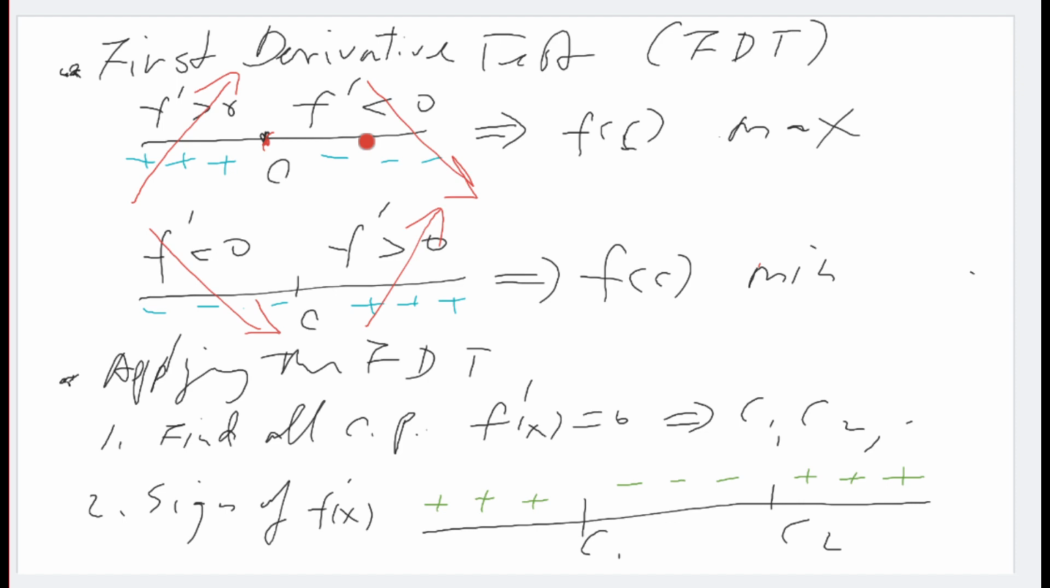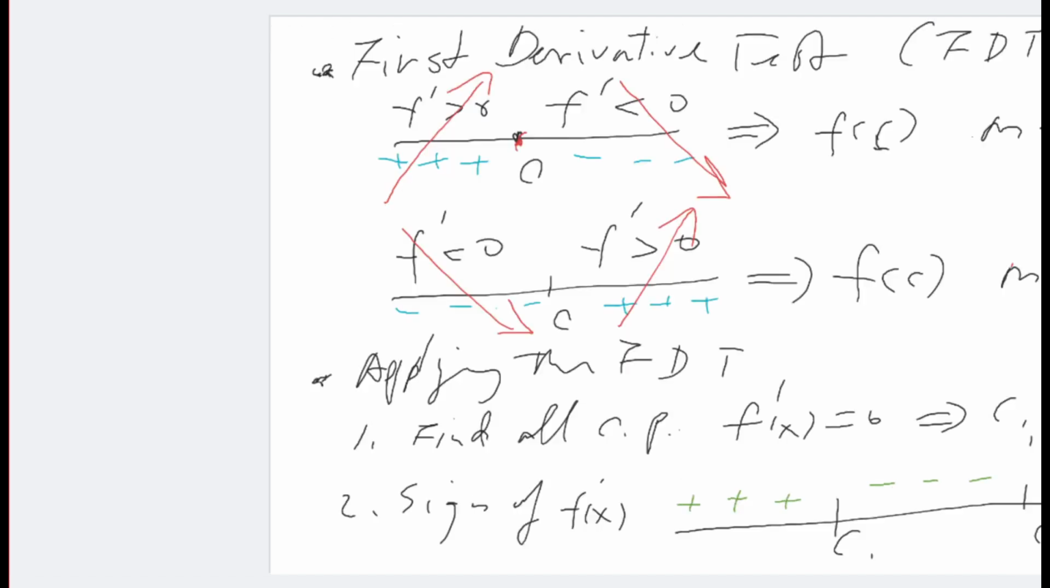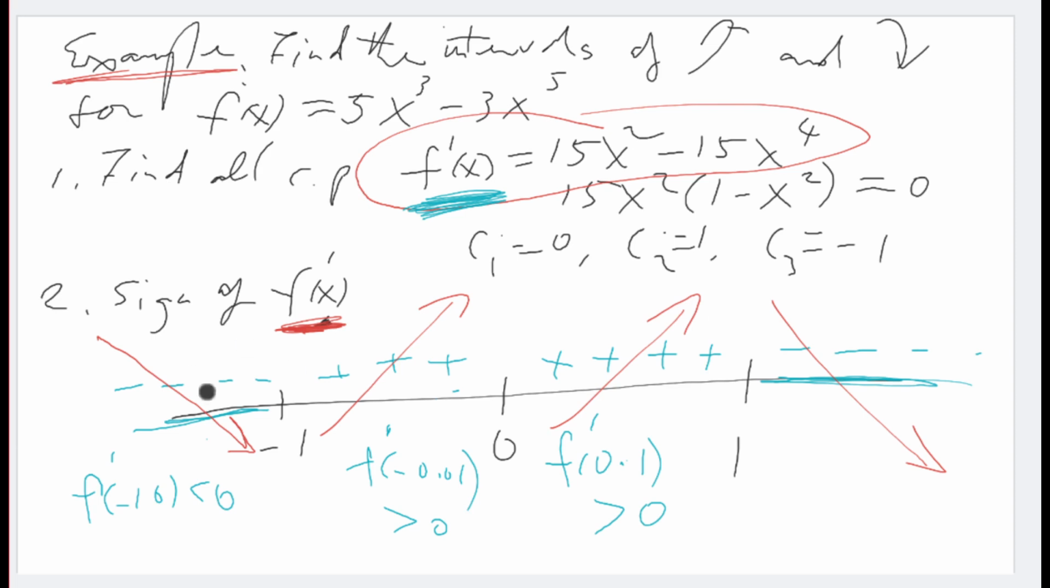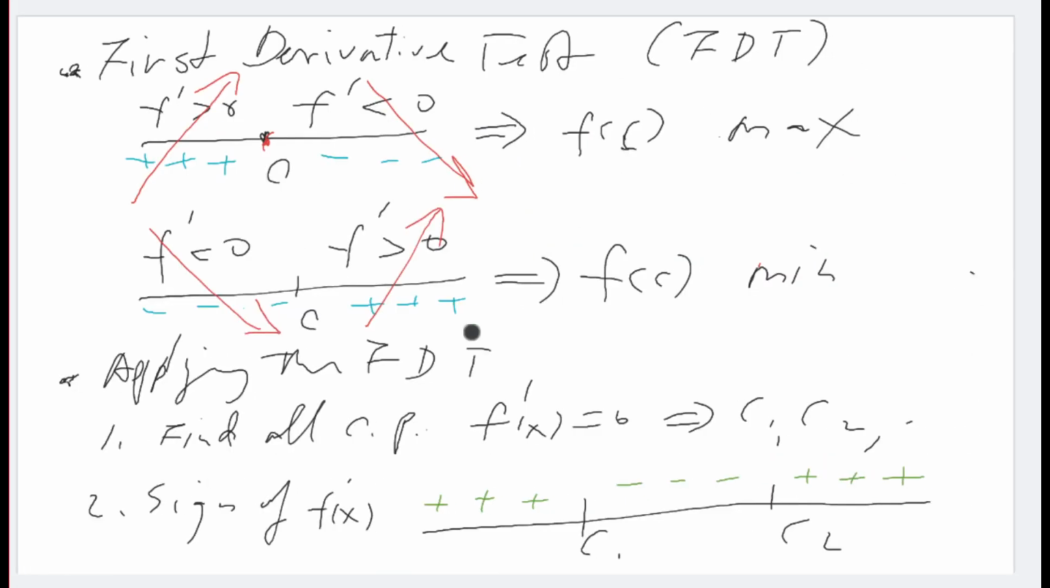So you can see this result really is a byproduct of the increasing, decreasing result, which we always do anyway. Once you come up with the sign chart, you'll be able to just follow the arrow to determine what's the case. You can expect the maximum or minimum.